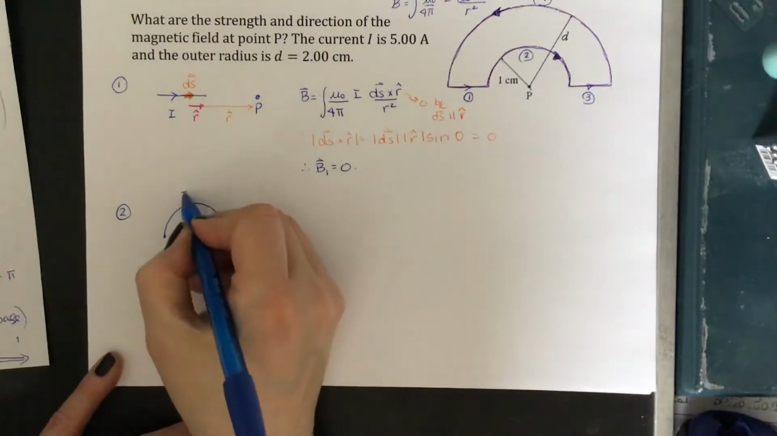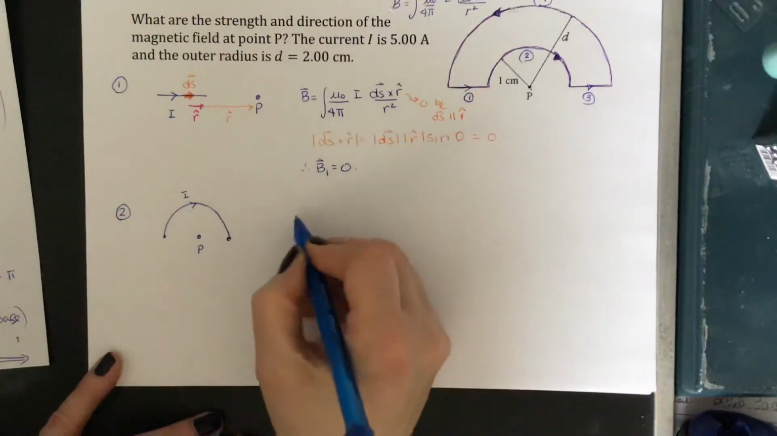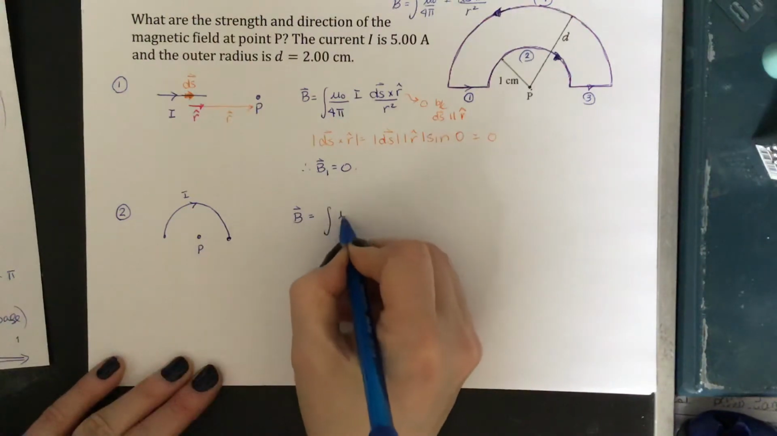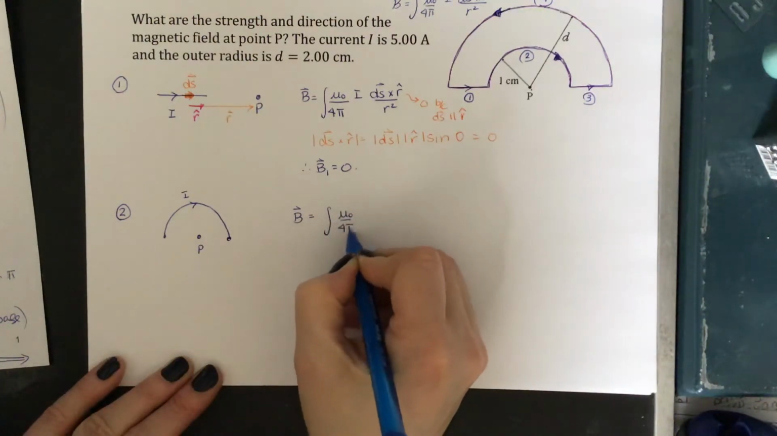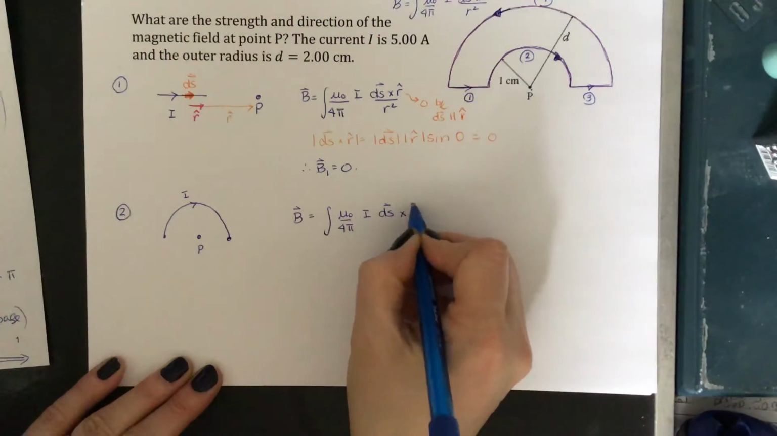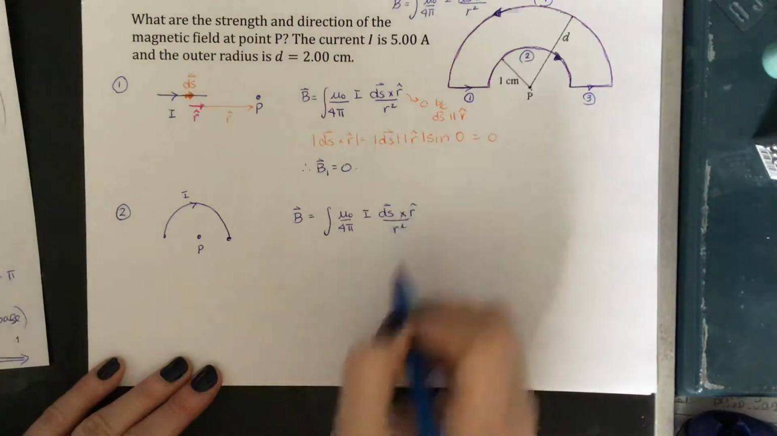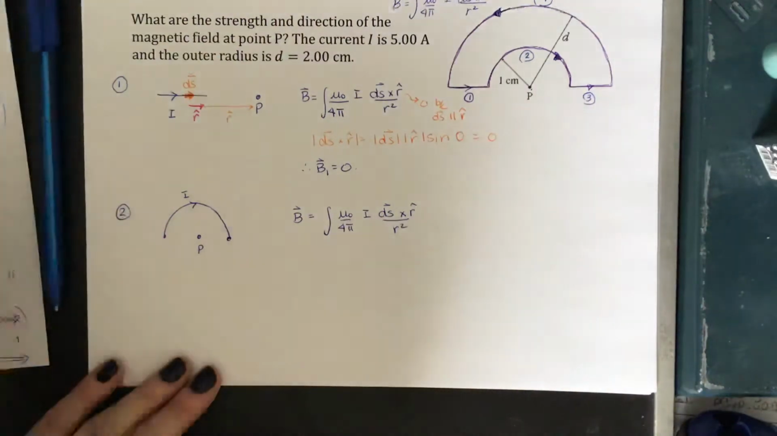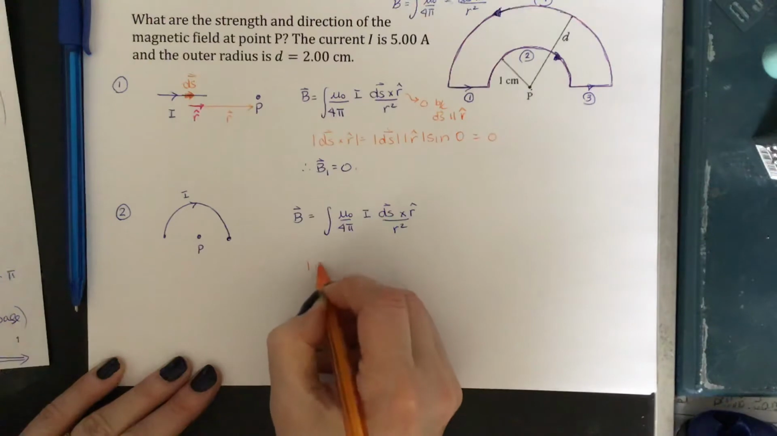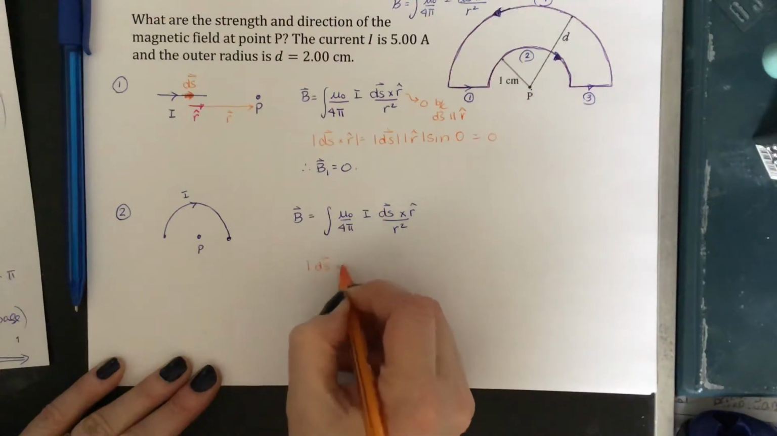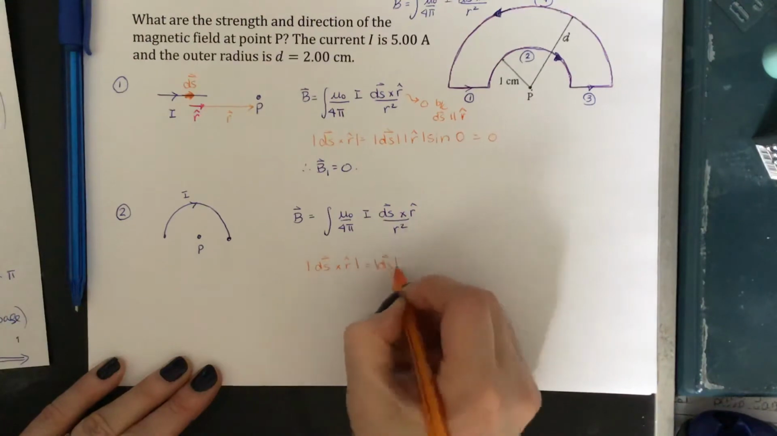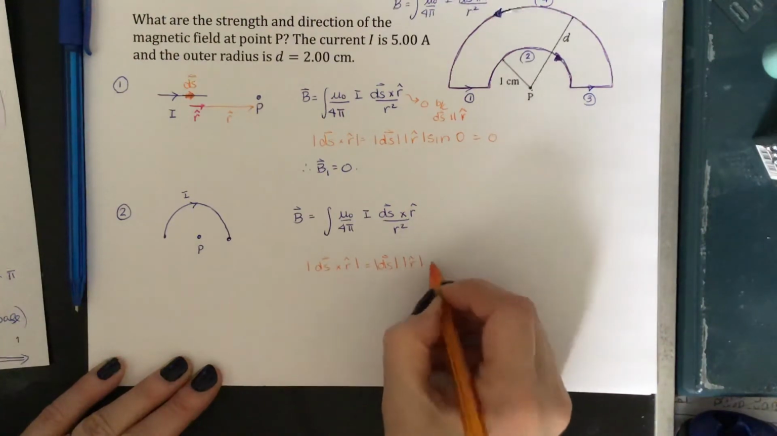Let's write down our Biot-Savart law. Magnetic field is equal to the integral of mu naught over 4 pi times I times ds cross r hat over r squared. Let's deal with ds cross r hat first. So the magnitude of ds cross r hat is the magnitude of ds times the magnitude of r hat times the sine of the angle between them.